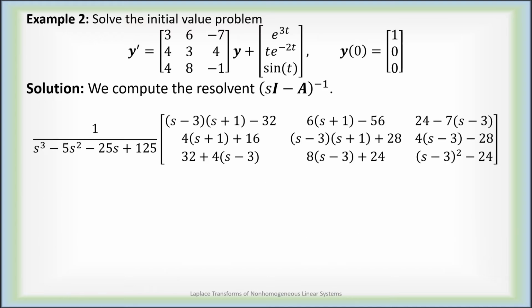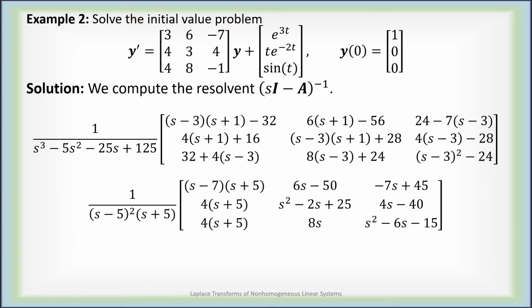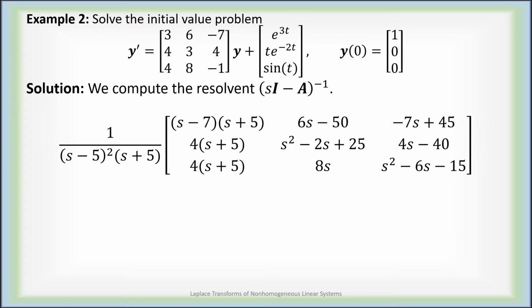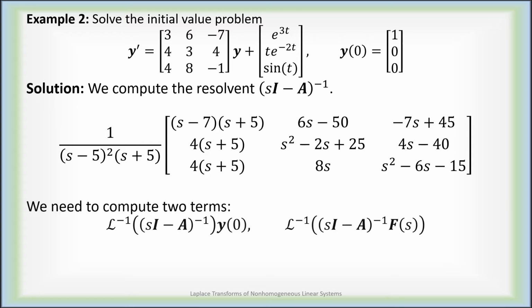So here was our resolvent matrix. There is some simplification to be done inside the matrix. Once you do that simplification inside the matrix, we need to compute two different things. We need to compute the general solution to the homogeneous linear system. Then we need to compute the Laplace transform of the forcing function column, multiply it by this resolvent, and take the inverse Laplace transform of that.